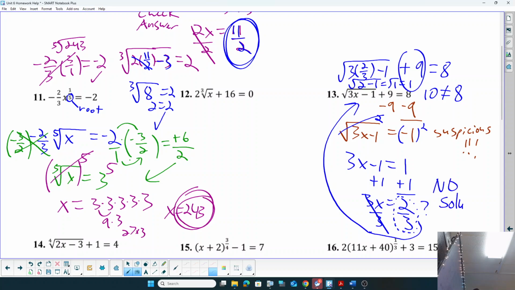No solution for number 13. No solution. Woo! So try number 12 on your own.